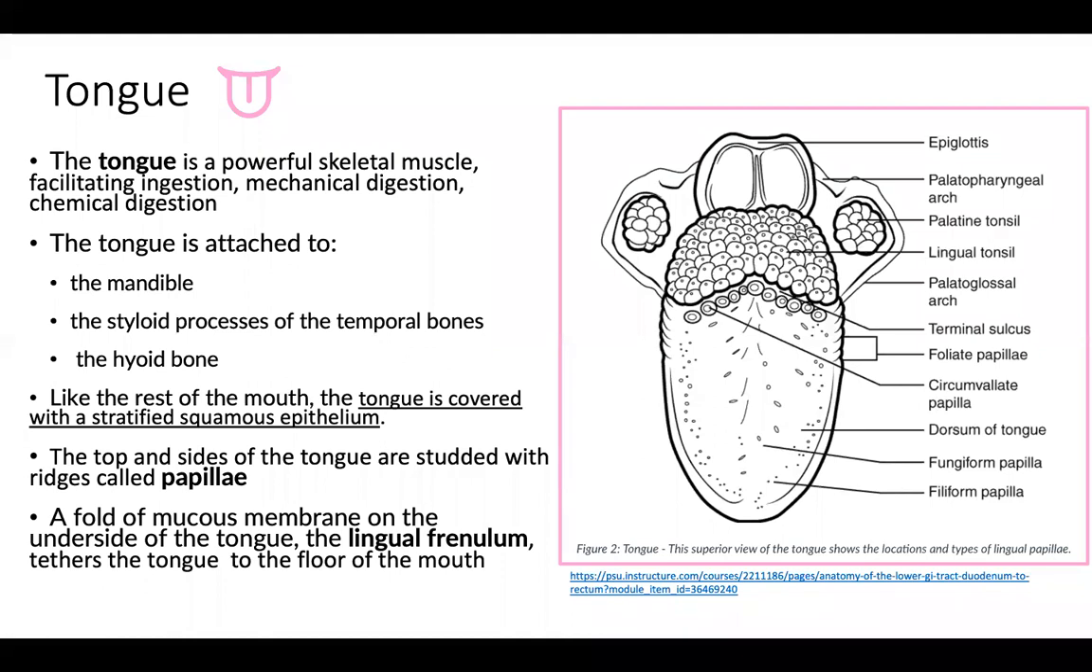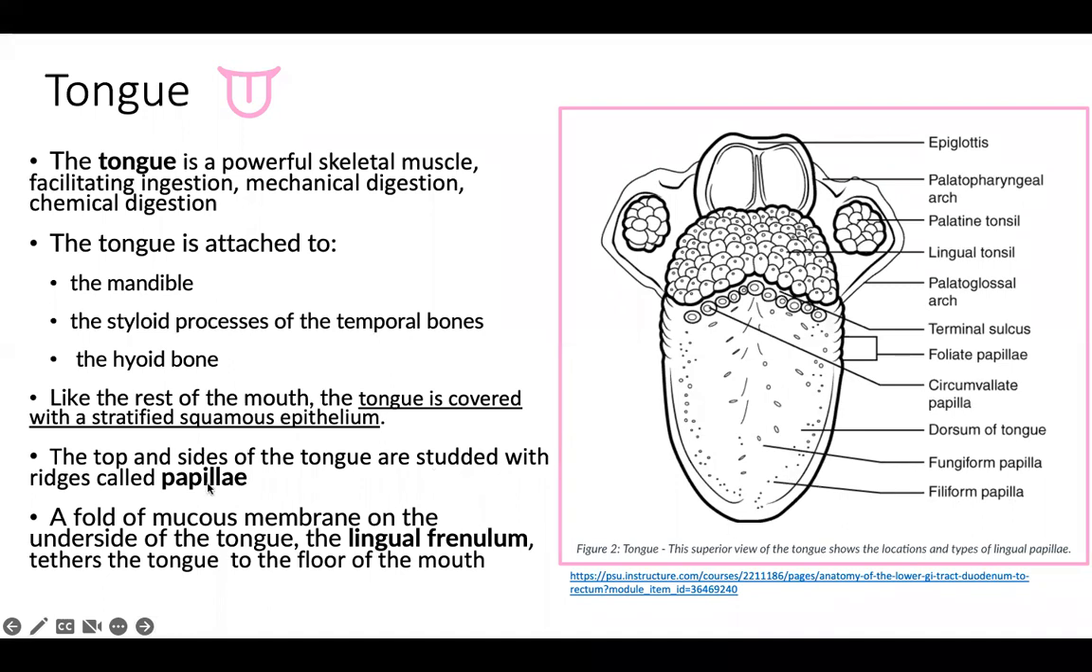And like the rest of the mouth, the tongue is covered with stratified squamous epithelium, again, as I previously said, for protective purposes while eating and chewing. The top and the sides of the tongue are studded with ridges called papillae. You can see those at the bottom of the picture to the right. There's the fungiform and the filiform, which are labeled on the tongue.